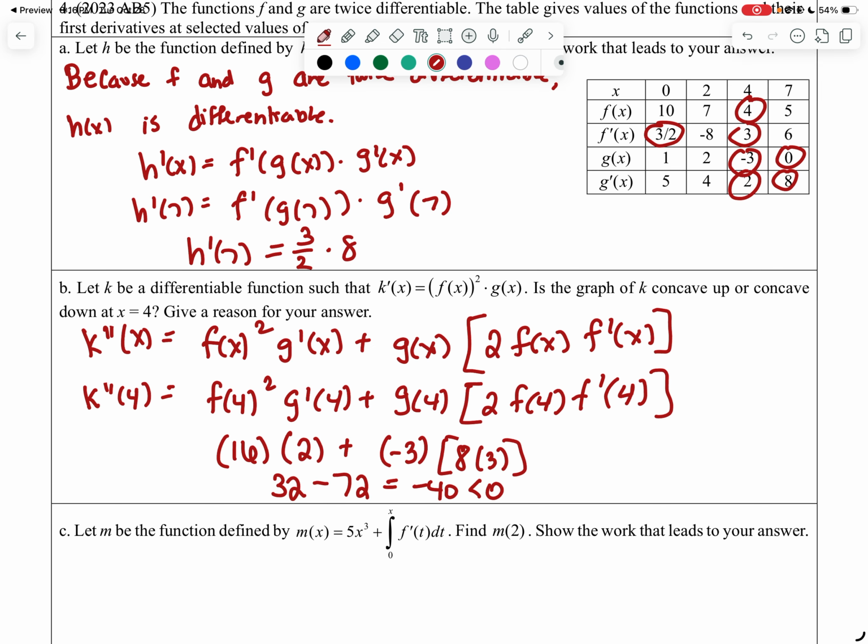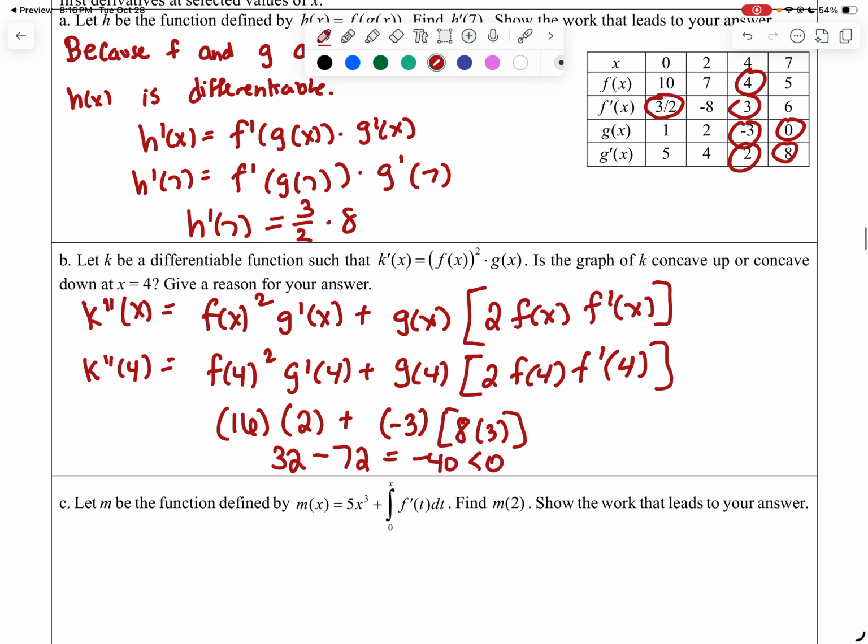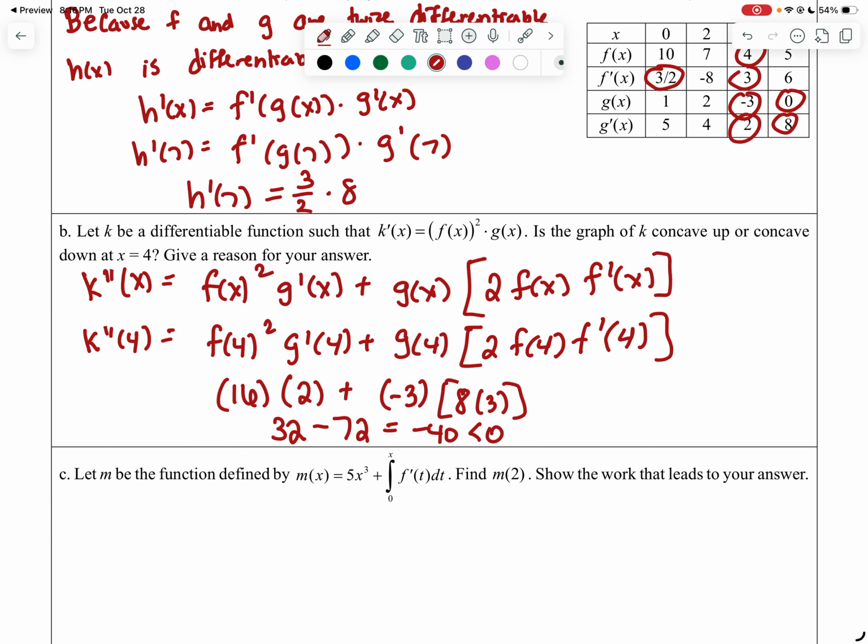Because k double prime of 4 is negative, we know that k is going to be concave down at x is equal to 4. So we could say that k is concave down at x is equal to 4 because k double prime of 4 is less than 0. Call it a day.